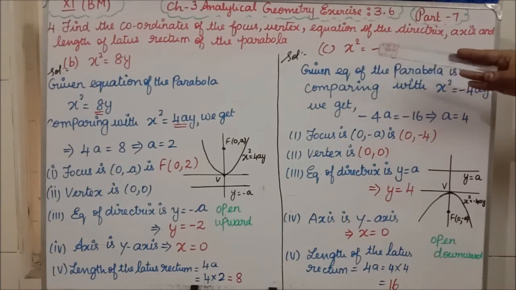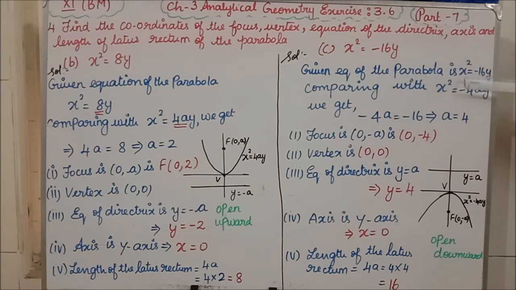Now, the given equation of the parabola is x square equal to minus 16y. We know x square equal to minus 4ay means it is open downward. So I am going to compare with the general equation, which is x square equal to minus 4ay. Isn't it? Next step, we are comparing both. So when I compare, I get minus 4a equal to minus 16. The minus signs will get cancelled. So a is equal to 16 by 4, which is a equal to 4.